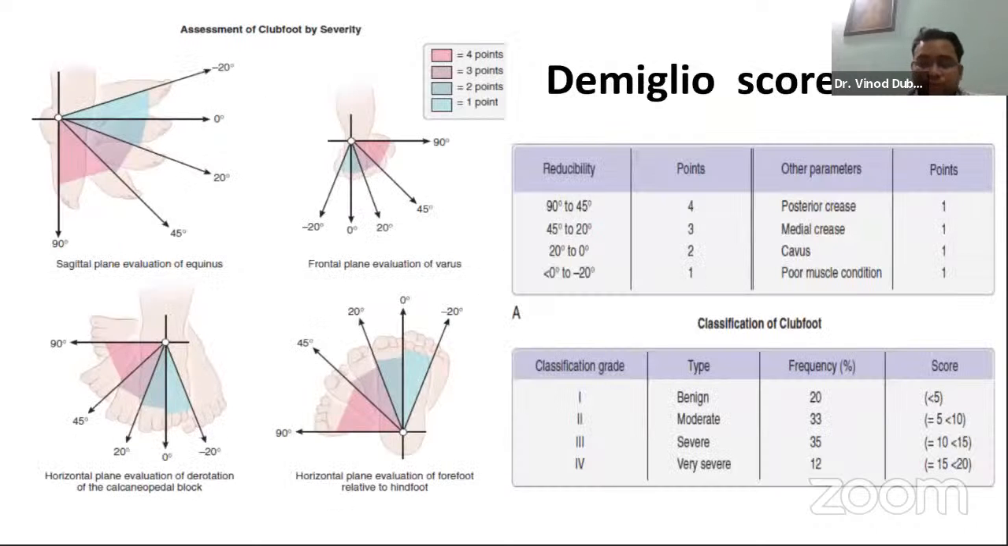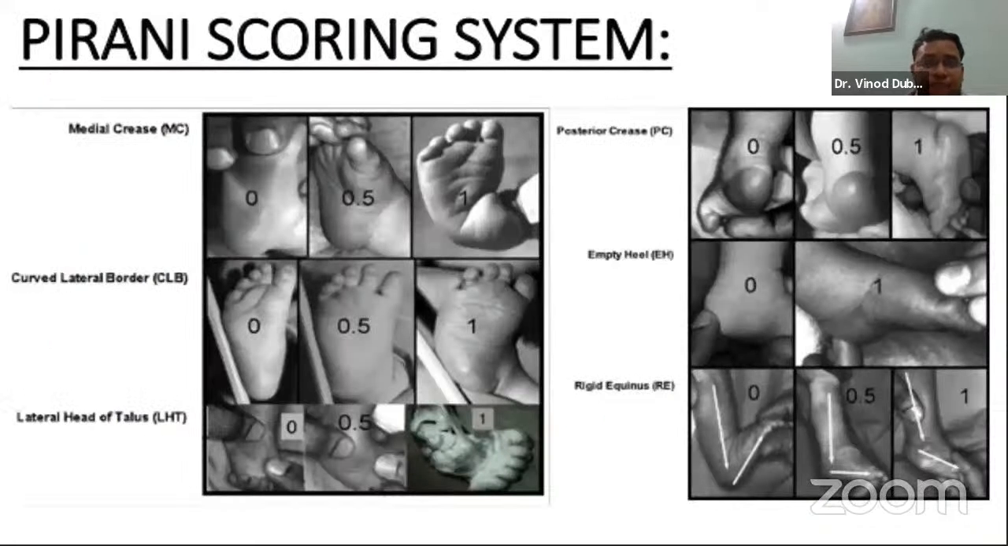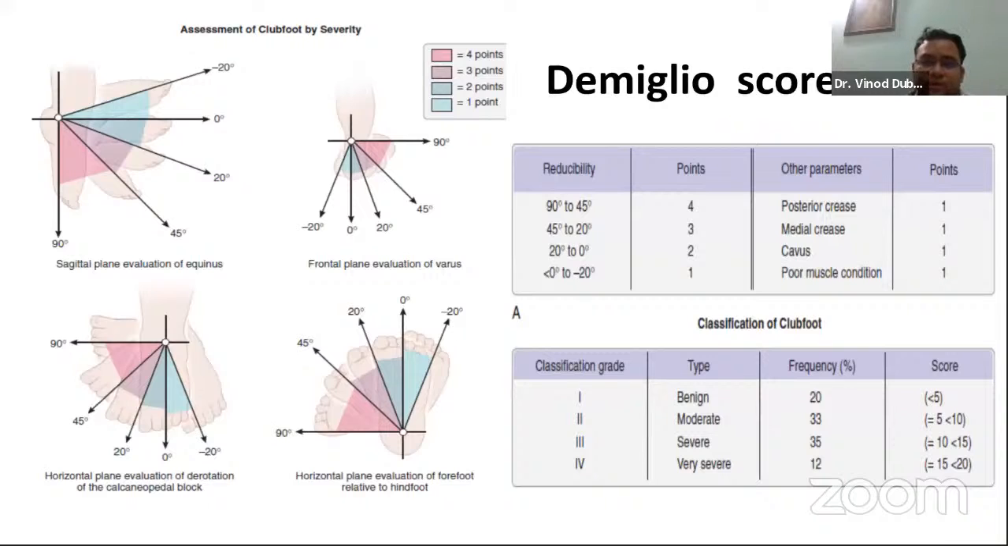So we come to grading. How do we grade CTV? There are two kinds of grading we commonly use in India. The first is the Dimeglio score, and the second is the Pirani score. What I use, and most of the surgeons in India use, is the Pirani score, which is very useful, and it can be done within 1 minute at the bedside or in the OPD clinic. Whereas the Dimeglio score is done mostly in the European countries, and it takes a little more time, but the inter-observer reliability for both scores is the same.